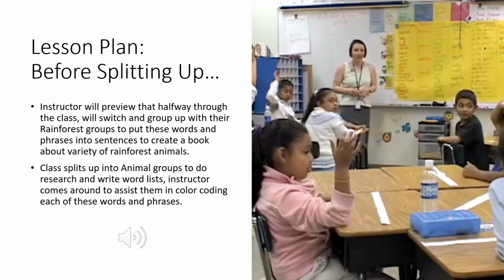Each animal group will consist of a variety of native Spanish and native English speakers at various proficiency levels. This way, students that are more advanced in one language versus the other can help the other students when they come up with their list of words in both languages.